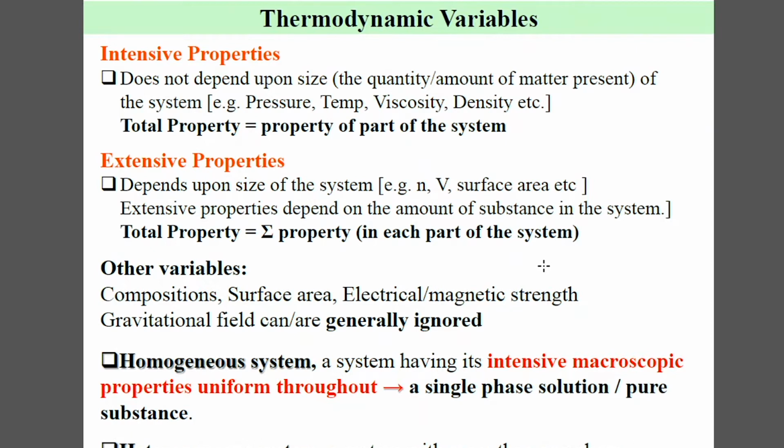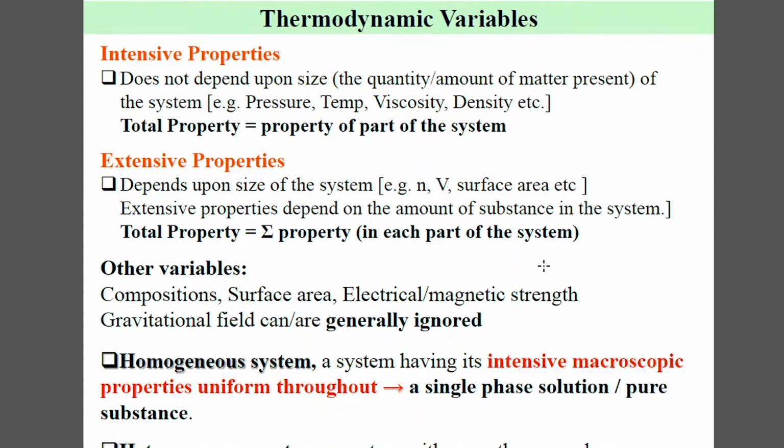Temperature is a characteristic or attribute of a system. It does not depend on the mass or the size of the system. Viscosity is also the same. I wanted to know whether you know that pressure is... what is pressure? Pressure is force by area. Force is what? Mass into acceleration, so it's mass dependent.